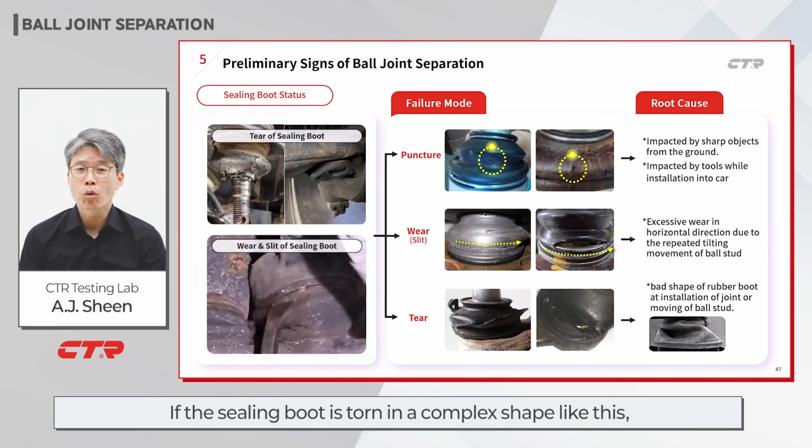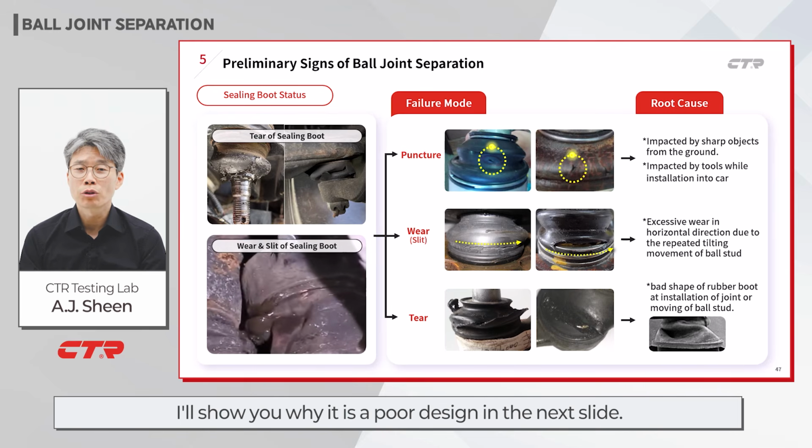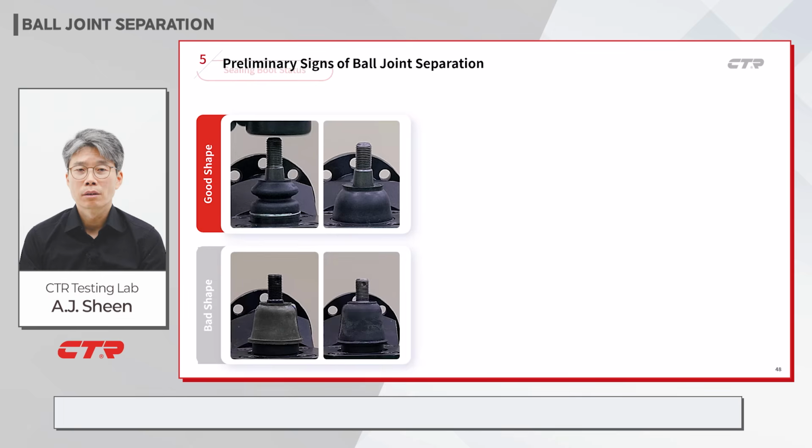If the sealing boot is torn in a complex shape like this, there is a possibility that the sealing boot design is poor. I will show you why it is a poor design in the next slide.